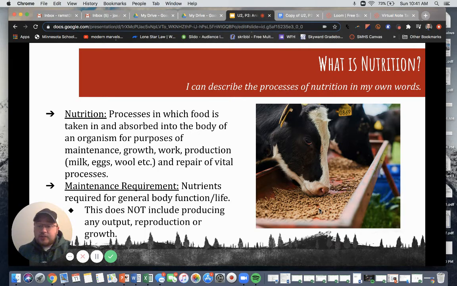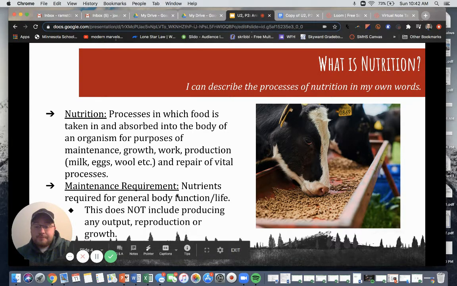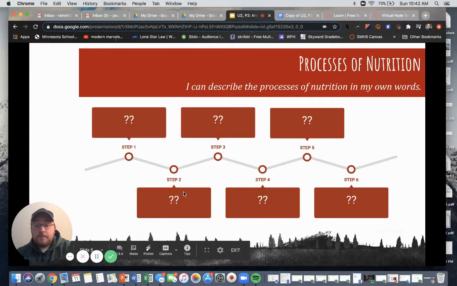The maintenance requirement is the nutrients required for general body function and life in general. This does not include producing any output, reproduction, or growth. So maintenance requirement is simply keeping homeostasis, like keeping alive and breathing, what you need to continue to stay where you're at without producing any output. Okay, that's an important distinction to know.